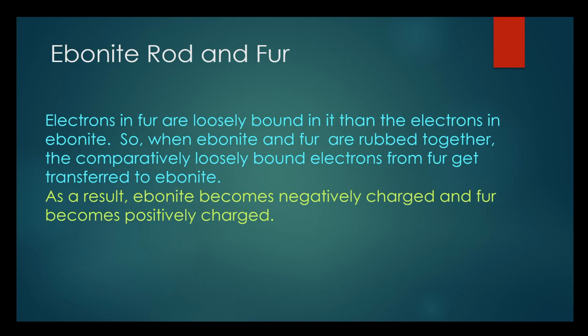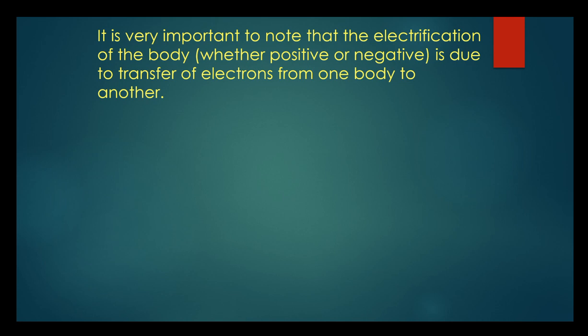Similarly, we have ebonite rod and fur. Electrons in fur are more loosely bound than the electrons in ebonite rod. So when ebonite rod and fur are rubbed together, the comparatively loosely bound electrons from fur get transferred to ebonite, and since electrons get transferred to ebonite, the ebonite gets negatively charged and the fur becomes positively charged. It's very important to note that the electrification of a body, whether positive or negative, is due to the transfer of electrons from one body to another body.